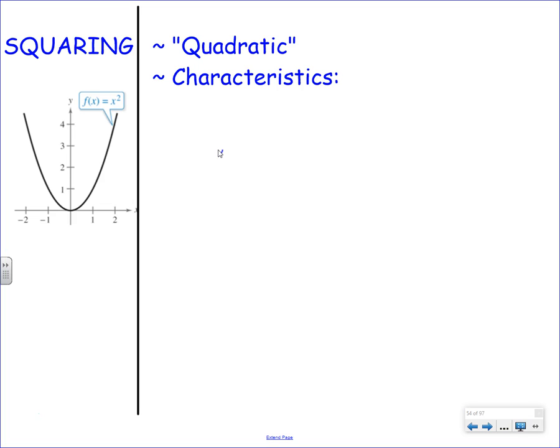Quadratic, what do we know? It is a parabola. It does have a vertex. And if it's a concave up parabola, the coefficient will be positive, but the vertex will be a low point, snazzily called a minimum.